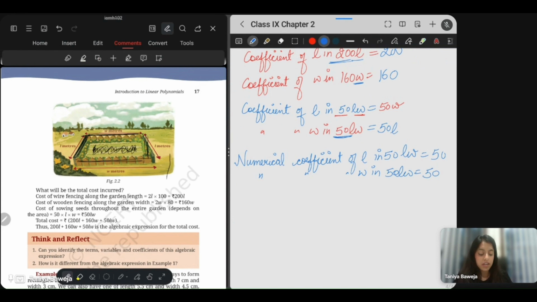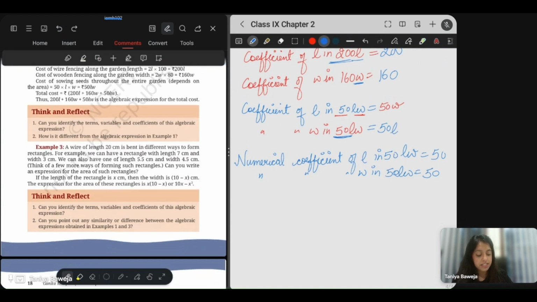Got it? Now they're asking how is it different from the algebraic expression in example 1?